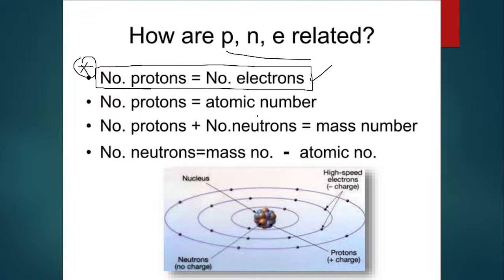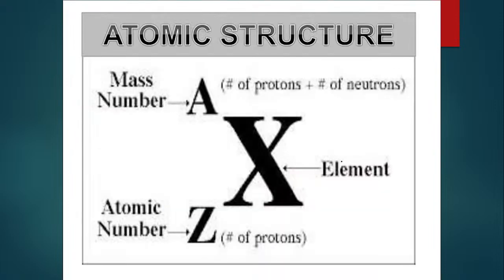Number of protons is equal to the atomic number, right? Number of protons plus number of neutrons gives us our mass number, and number of electrons is equal to the atomic number. Clear? So this is the symbolic representation of the atom.